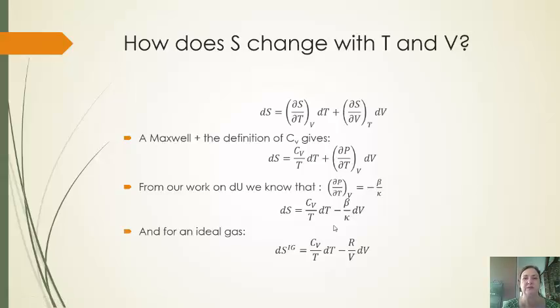But how does S change with T and V? Well, start with the calculus rule. dS is dS/dT dT plus dS/dV dV. This one is going to be a definition of Cv. This one, it's not a dS/dT, so therefore it's going to be a Maxwell relation that gets me out of that. And I end up with this expression. Now, I can use work we did earlier and know that that's beta over kappa and get it this way. I can also apply an equation of state and take the differential. And so for an ideal gas, end up with this.